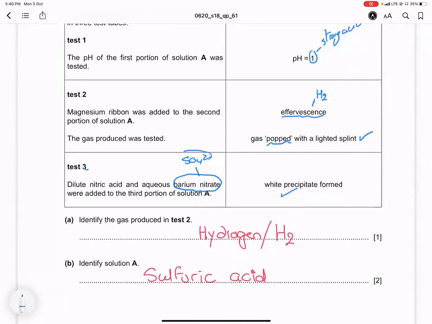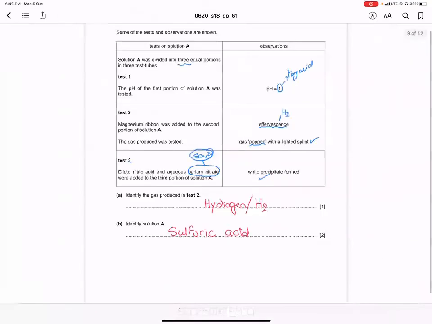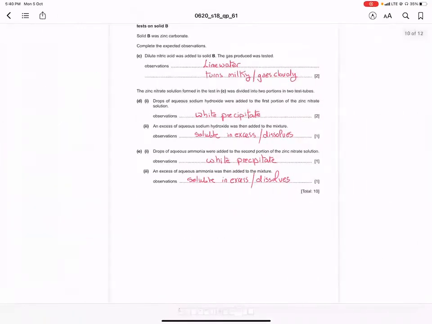You've proved that sulfate is present, and you know that this is a strong acid. So since it's an acid with sulfate, it is sulfuric acid, okay? If you said sulfate only, you take 1 mark.